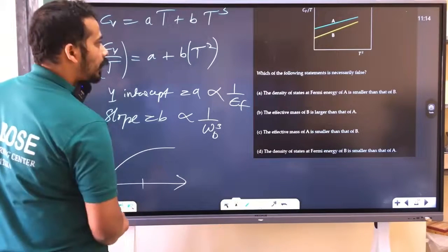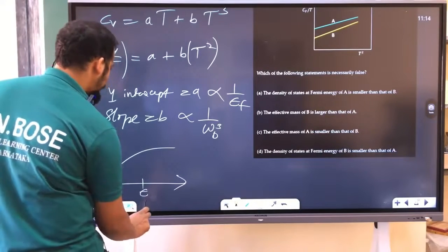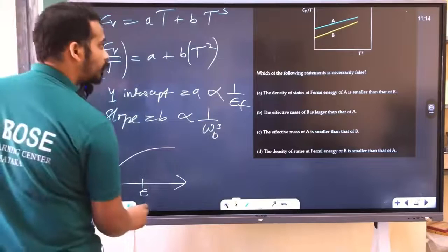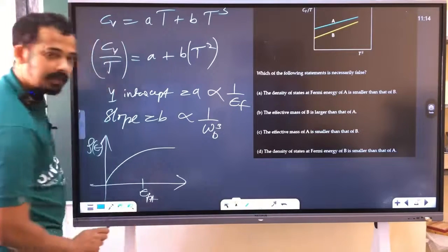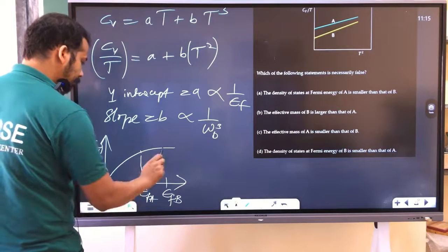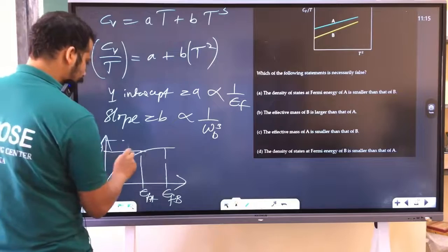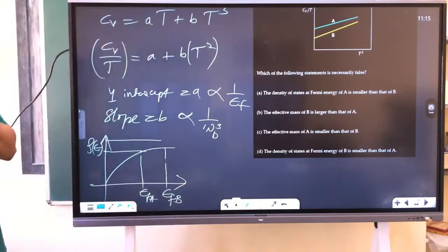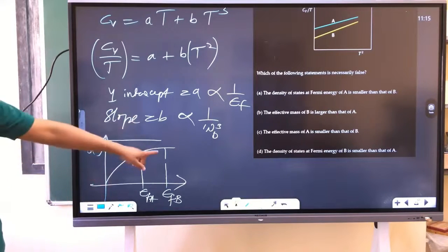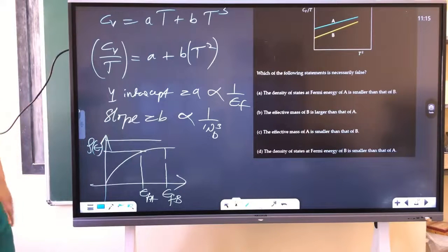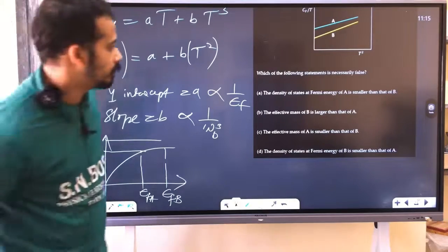Now suppose metal B has lower Fermi energy. No, higher, because the y-intercept is inversely proportional to Fermi energy. So A has the lower Fermi energy, E_FA, and E_FB is somewhere here. Now the density of state. Got my point? Can you answer? What would you choose at Fermi energy? The density of state of B is smaller than that of A. No, that's wrong. This is right.